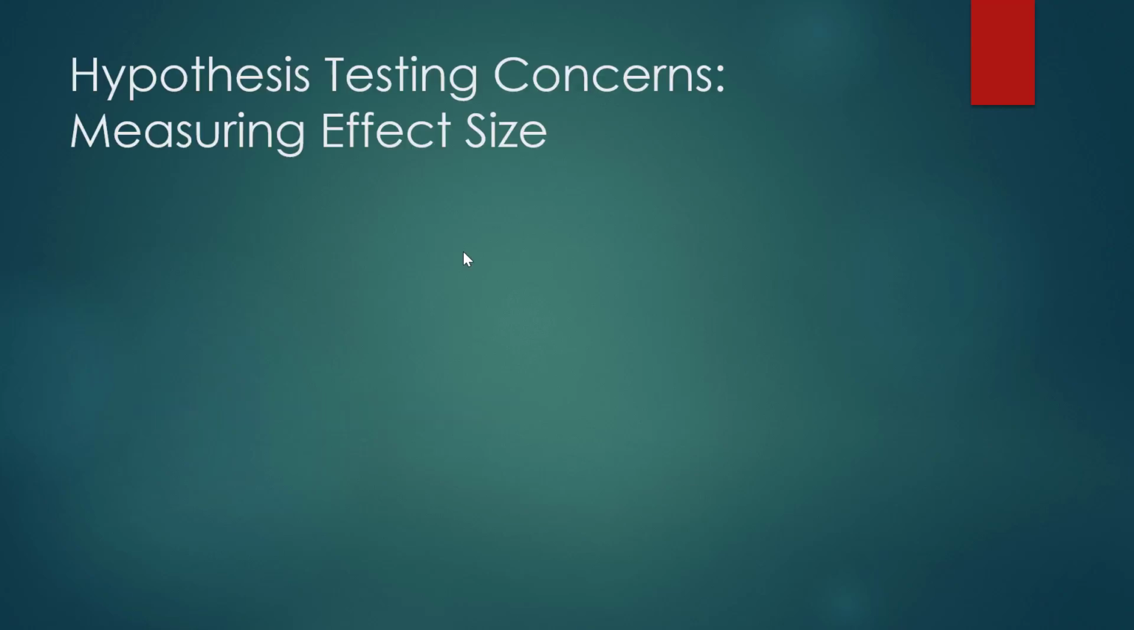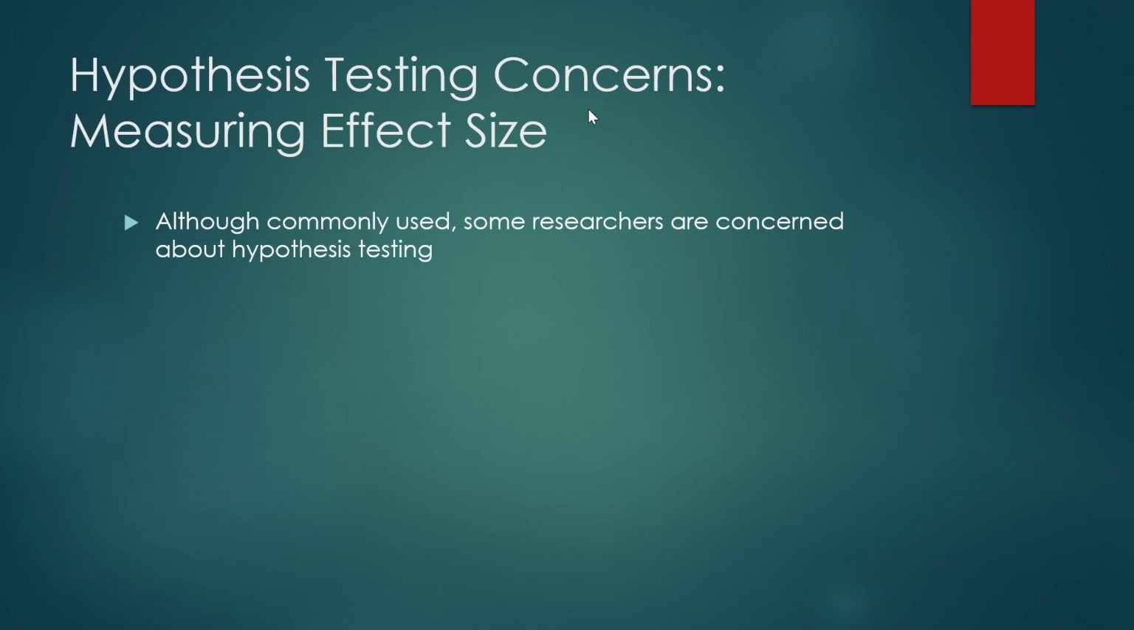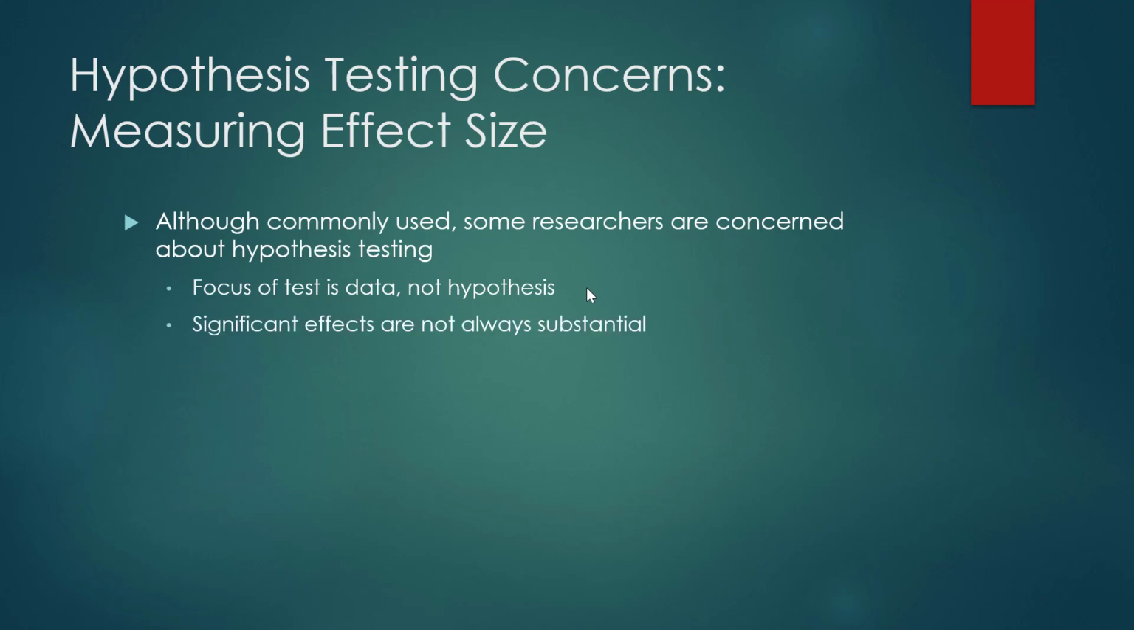So as mentioned previously, there are testing concerns with hypothesis. Although very commonly used, some researchers are concerned about null hypothesis testing, and one way to combat that is to look at effect size. Some of the criticism is that the tests focus on the data and the numbers that result, and not necessarily the hypothesis. Also, the importance of the significance is somewhat ignored. Sometimes significant effects are not always substantial. Is it really important? Does it really have meaning to it? You can get significance that is extremely small and extremely meaningless. But if it's reported, people say, "Oh, there was a significant difference here," and they don't bother to look at how small that difference was.